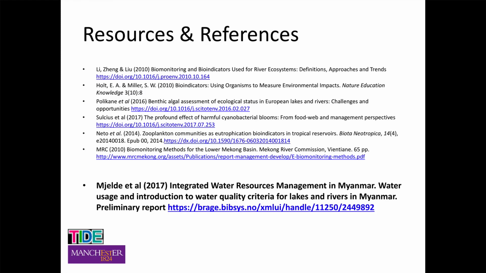I've given you here some very important resources and references that you can go and look up, especially the one at the bottom, which really talks about water quality criteria for lakes and rivers in Myanmar. It's a preliminary report. It's only been published in 2017, but it's really useful reading because it will go through a lot of the things that I've been talking about.